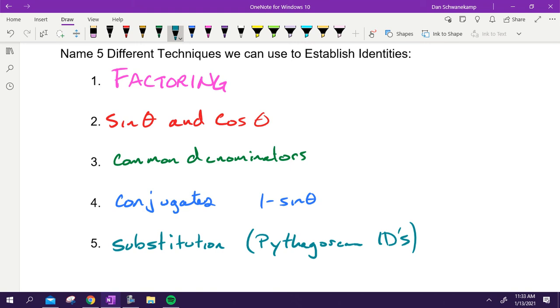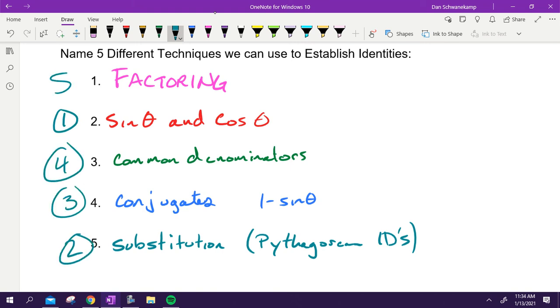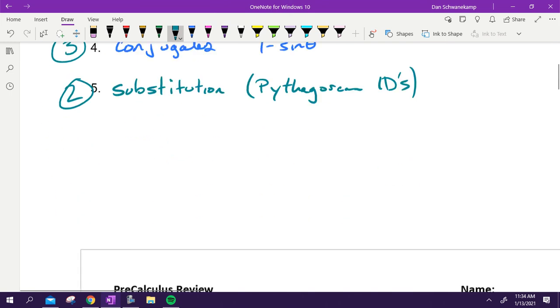Okay, we're not going to do any establishing identities together today because they could take a lot of time. But those are kind of the steps that we would follow as we look through them. If I put them in order, I would say most important, and then that one, and then that one, and then that one, and then that one, but obviously it just depends on the problem.